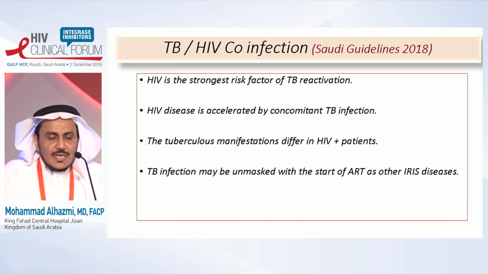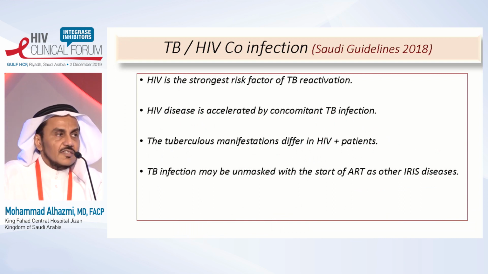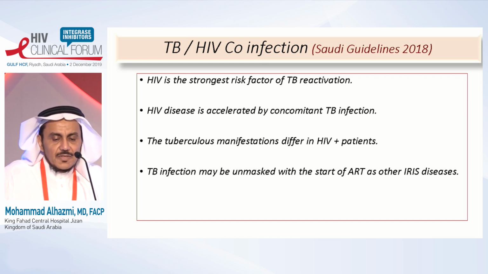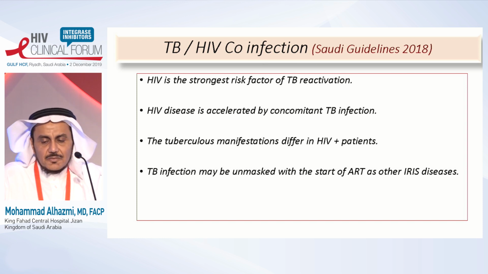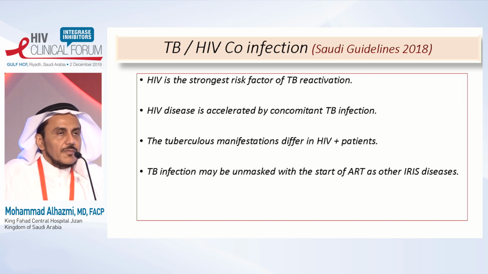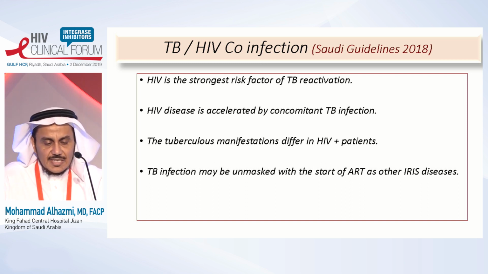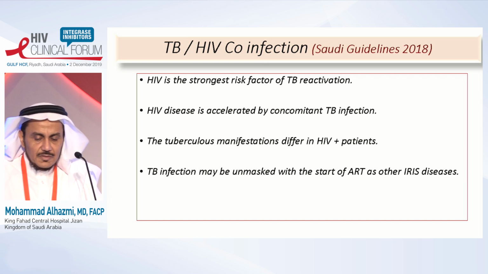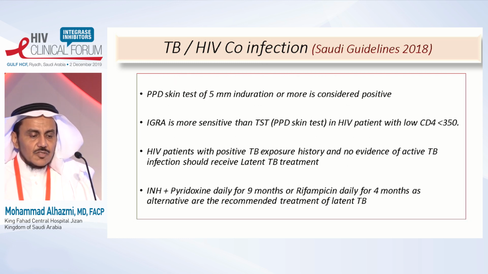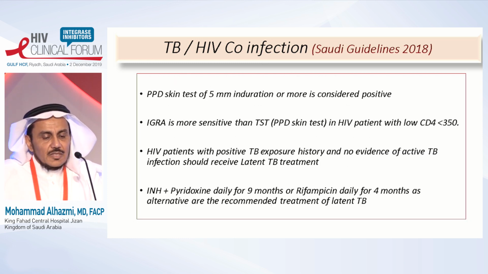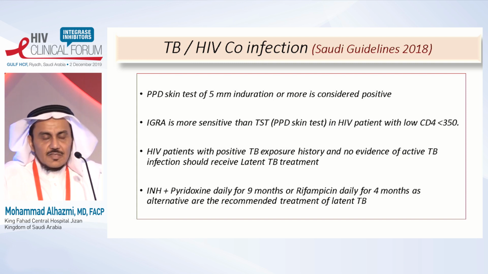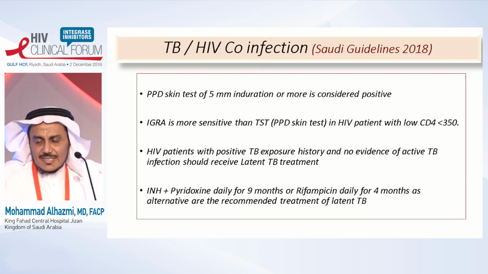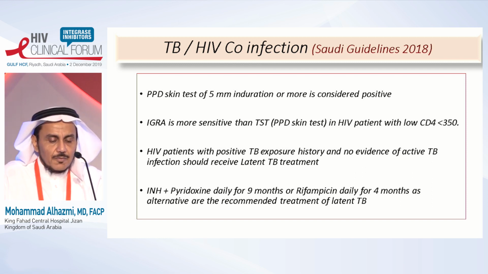So our guidelines stated that HIV is the strongest risk factor for TB reactivation, and the disease of HIV is accelerated by concomitant TB infection. The tuberculous manifestations may differ in HIV-positive patients, and this is really an alarm for all the physicians taking care of TB and HIV. The symptoms may be masked by the severe immunosuppression. We recognize 5 millimeter as the positive cutoff. We use IGRA if the CD4 count is less than 350, though the availability is a problem.